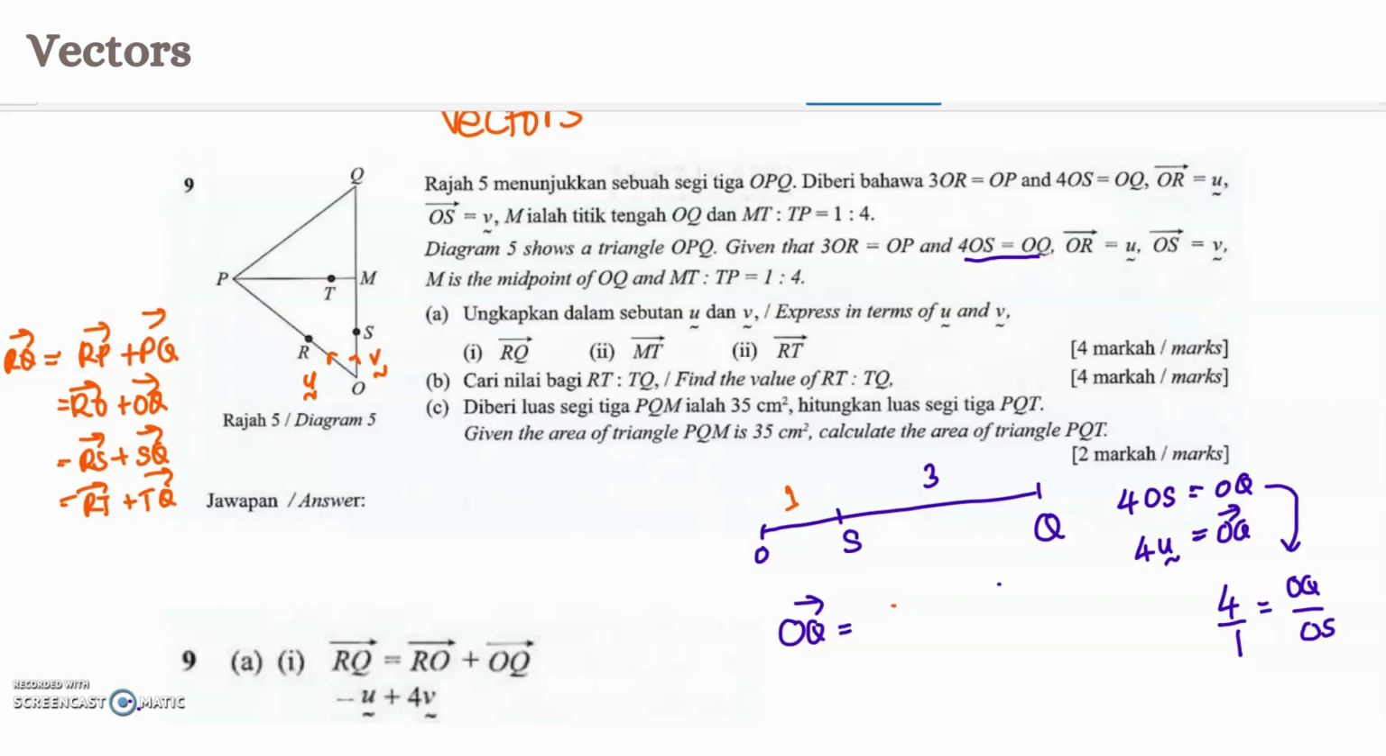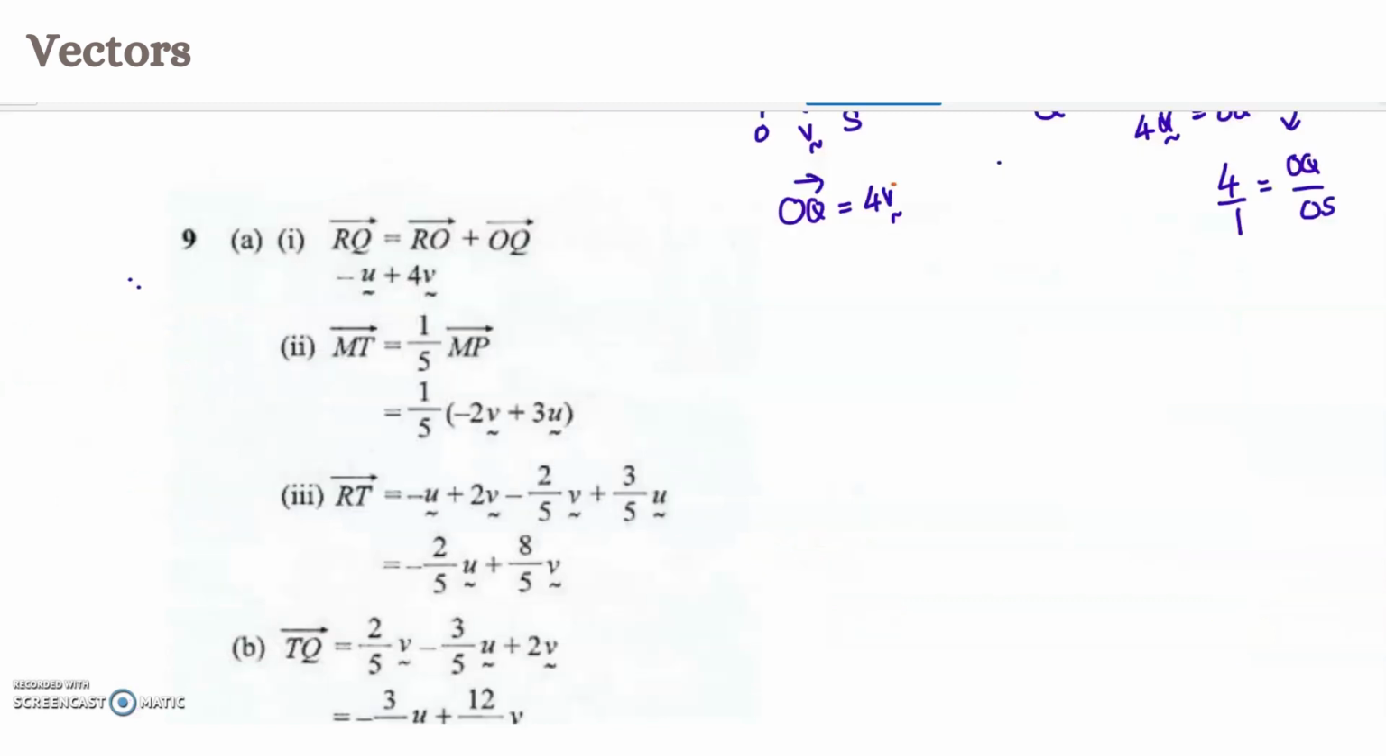Okay, so since we have OS is equal to V, the ratio OS is equal to V, so it means that OQ is 4V. Okay, so for the route RQ, vector RQ is equal to negative U plus 4V.